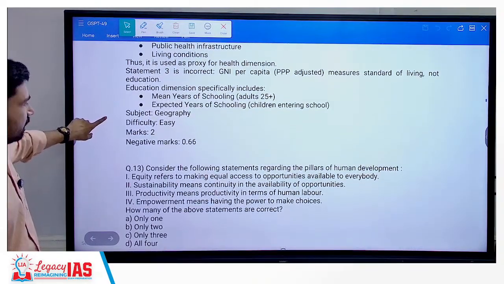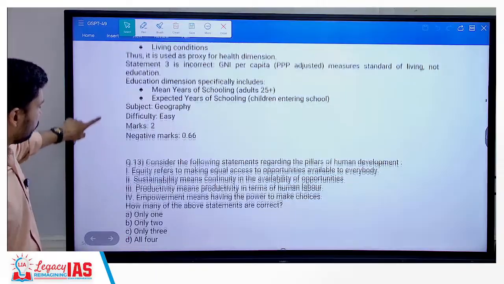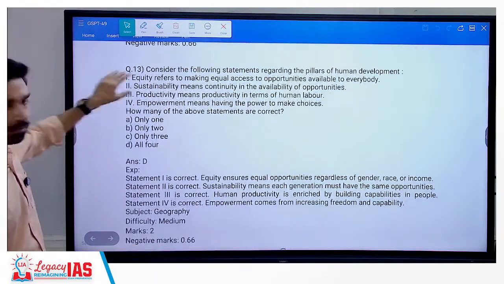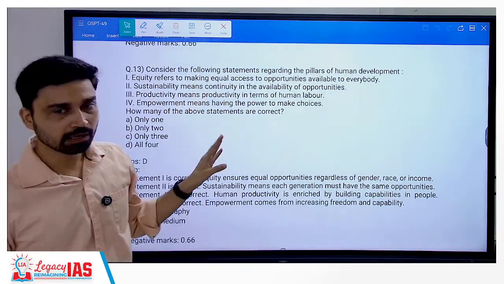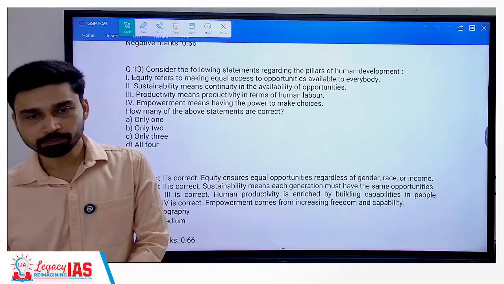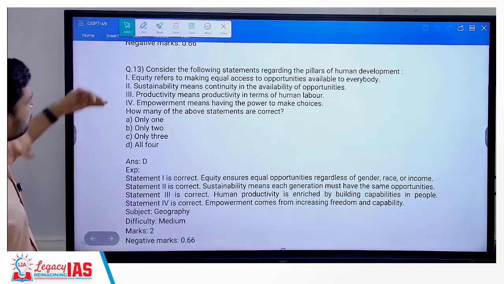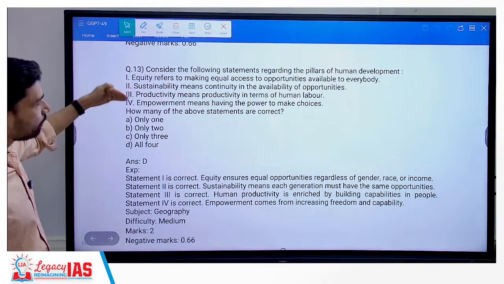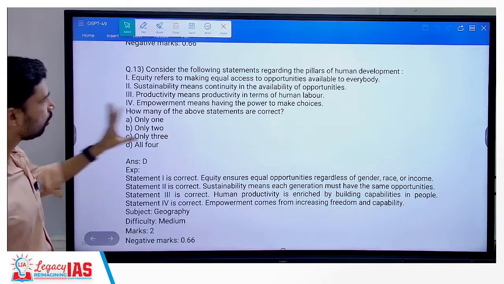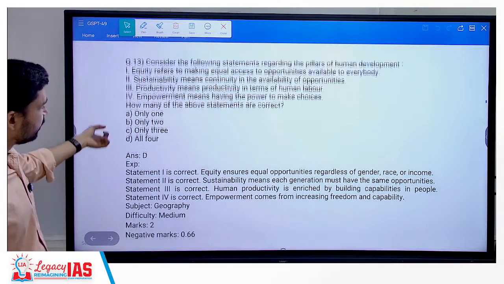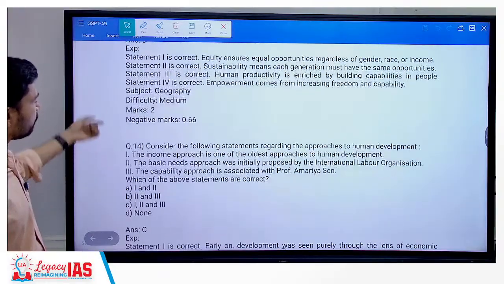Then 13, yesterday we have discussed also equity. Basically all of these are correct. Definition yesterday we have discussed, these are also called as what? Pillars of human development. So 4 pillars of human development: equity, sustainability, productivity and empowerment. So all of these are correctly mentioned. So D is the right option.